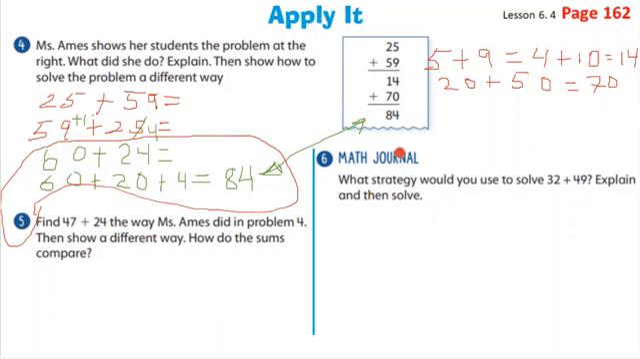So here we go. Math journal. What strategy would you use to solve 32 plus 59? Explain, and then solve. Okay. For me, I'm looking at that again. There's that 32 plus 59. I'm looking at that going, well, wait a minute. I want to switch it around like I did before. So I have 59 plus 32 equals, and I want to make a 60 right here.